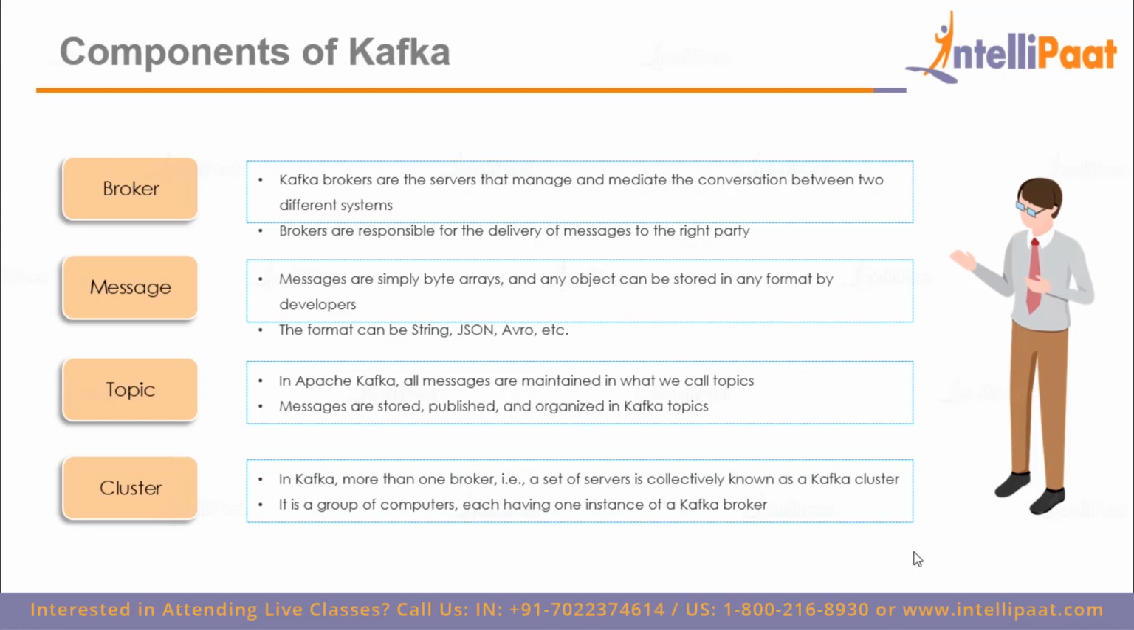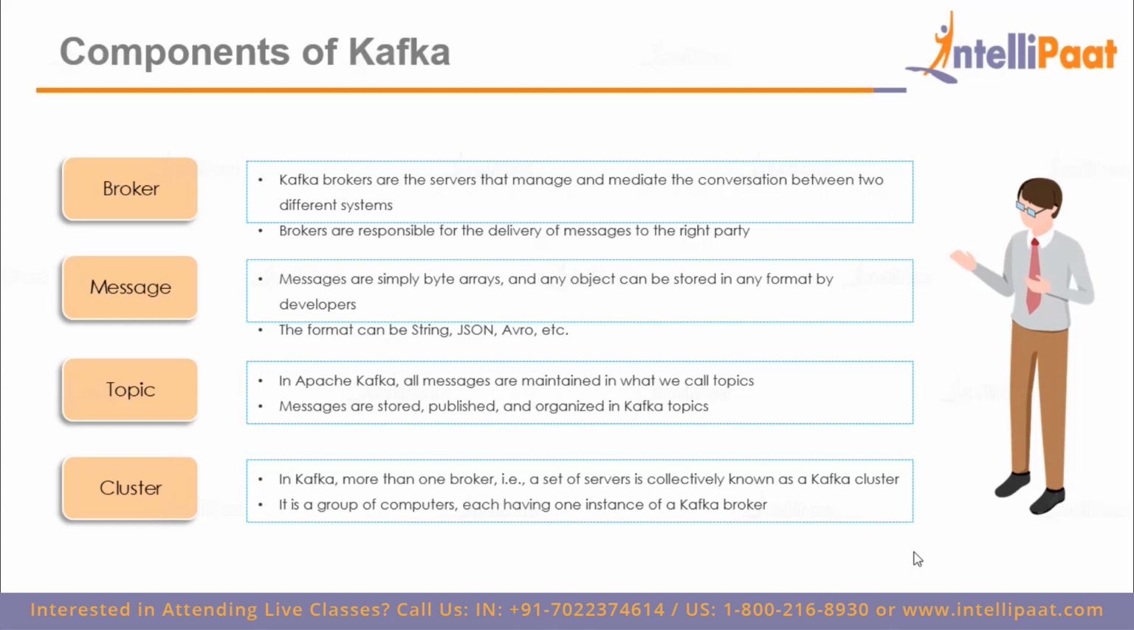Next, we'll understand what exactly is a cluster. So in Kafka, more than one broker, that is, a set of servers, is collectively known as a cluster. So when you have just a single broker, it is just a one broker Kafka architecture. And when you have more than one broker, that is what is known as a Kafka cluster. So it's basically a group of computers, each having one instance of a Kafka broker.